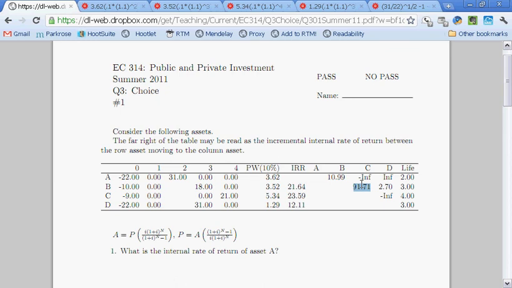You do this by taking a look at the incremental internal rate of return of B to C. That's highlighted right there. That's 91.71%, which is way higher than 20. And so you know that you're supposed to toss C, and B is your best asset. That should be the solution to that one. Anyway, this is the answer to essential question number 3, version 1 during the summer of 2011.